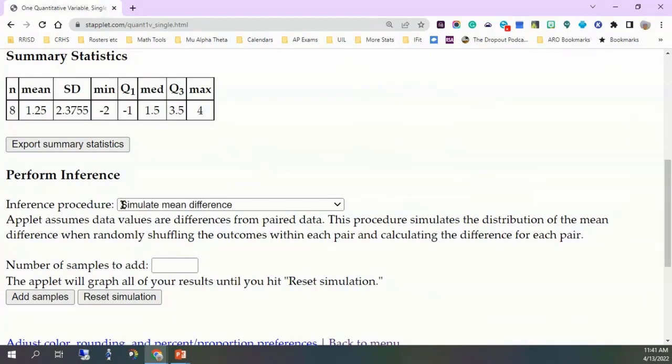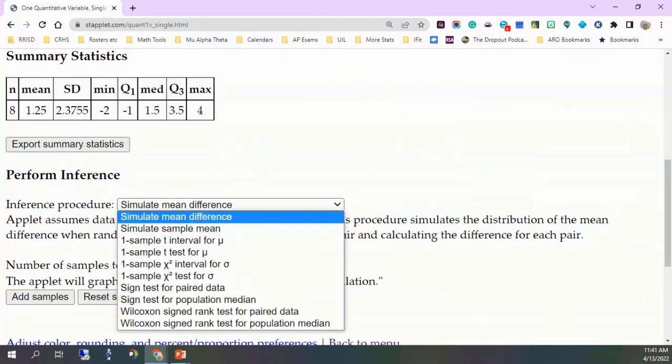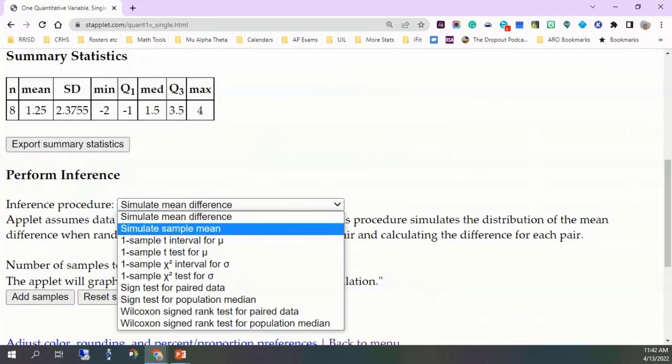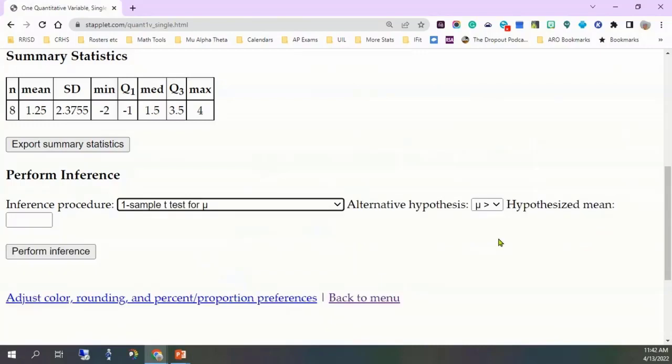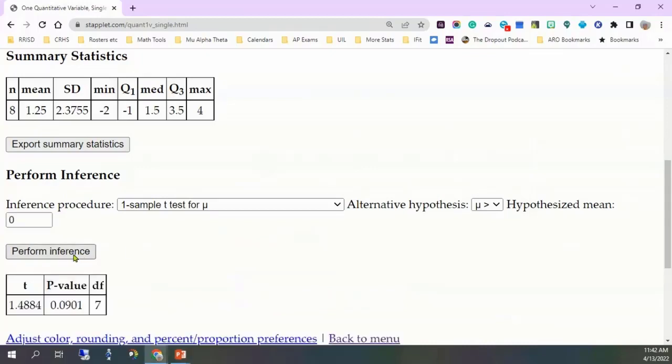Then we come to perform inference. And we're doing a hypothesis test. How do I know we're doing a hypothesis test? Well, because if you look at that second question, part B, we were stating hypothesis. So it's a test. And it's a one sample t-test for mu. And I'm wondering if the difference is greater than 0. Usually for differences, this number is almost always 0. And then you perform inference and voila, there's the test statistic and the p-value. It should match one of the answers on your WebAssign.